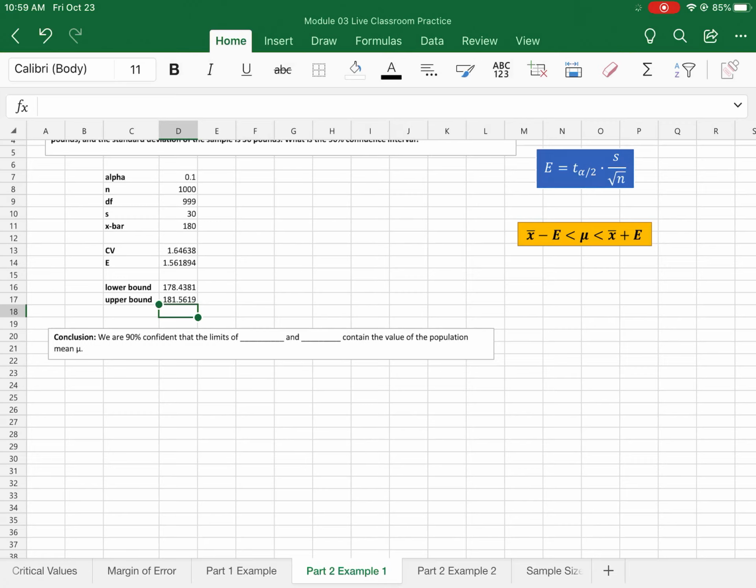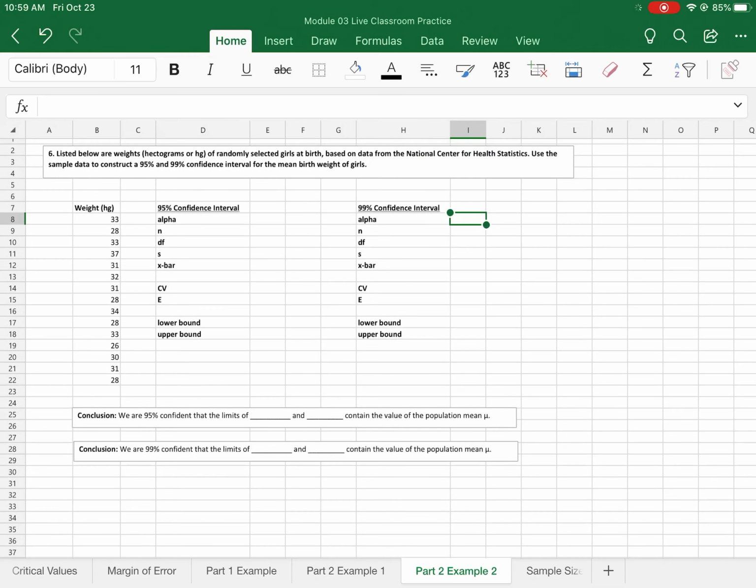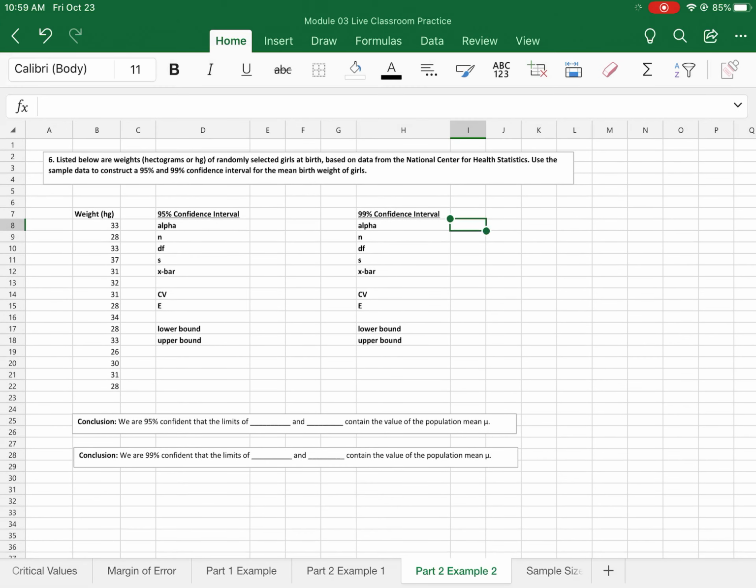Okay, so let's do another example. I'm going to go over here. This one's a little bit different though. So this time we're not given our sample mean and we're not given our sample standard deviation, but we are given the data so we can find it. So that's going to be a nice review from Module 1, Part 2. So let's read the question.